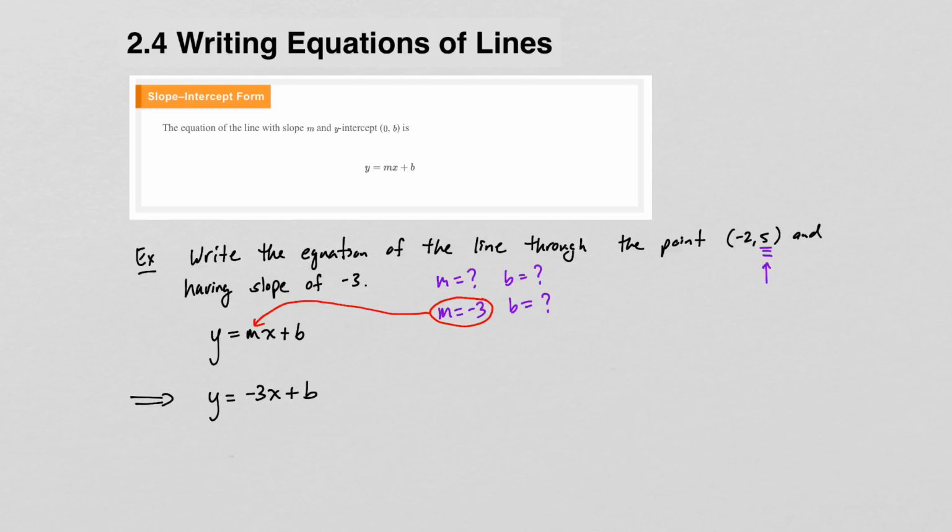Now again, we need to know what b is. We don't know what b is, but we do know that our line passes through the point x equals -2 and y equals 5. And so since it passes through x equals -2 and y equals 5, we can substitute these into our equation.